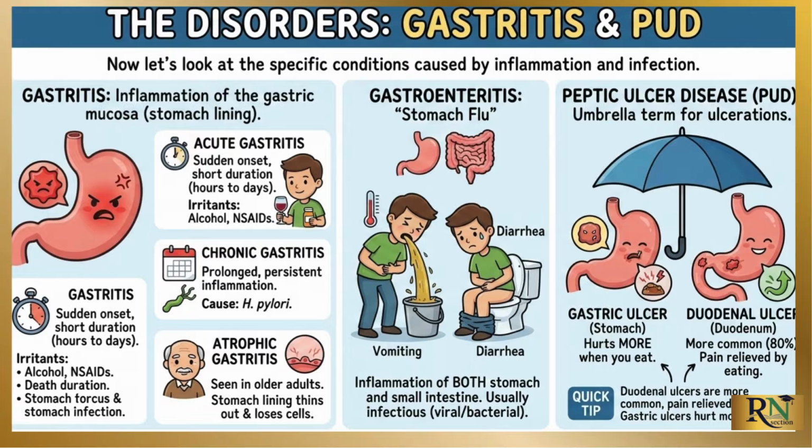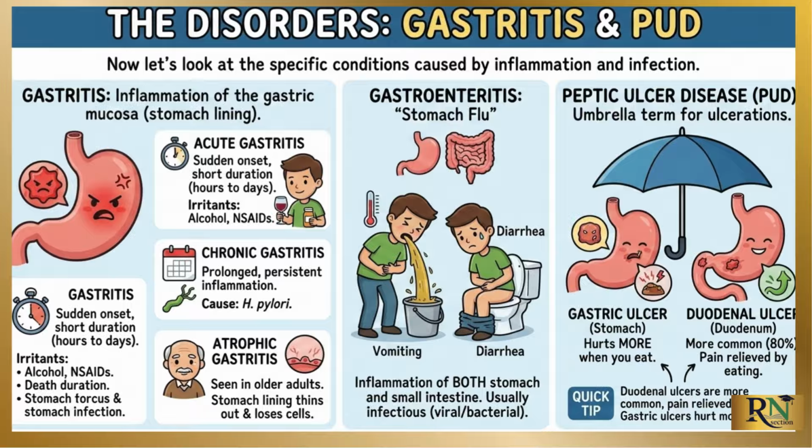Gastroenteritis, often called the stomach flu, involves inflammation of both the stomach and small intestine. It is usually an infection, viral or bacterial, and causes vomiting and diarrhea. So food poisoning, stomach flu, both stomach and intestine are affected.